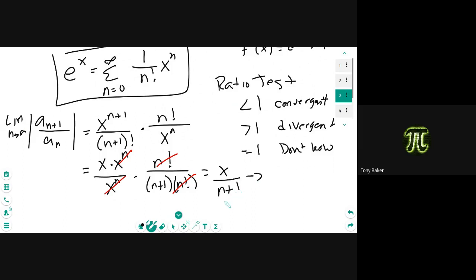So as the n gets increasingly large, this whole thing is going to what? That's going to 0. And 0 is always less than 1, correct? So this is always convergent. So the interval of convergence is negative infinity to infinity. So this function works for any value of x.